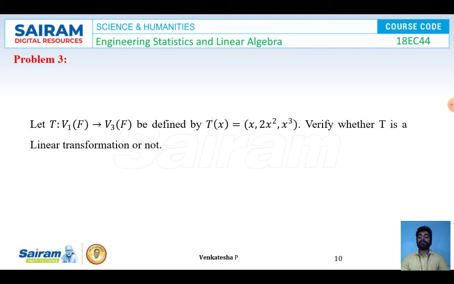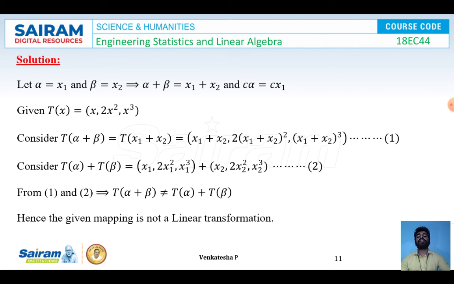Problem number 3. Let T from V1 of F to V3 of F be defined by T of x is equal to (x, 2x square, x cube). Verify whether T is a linear transformation or not.